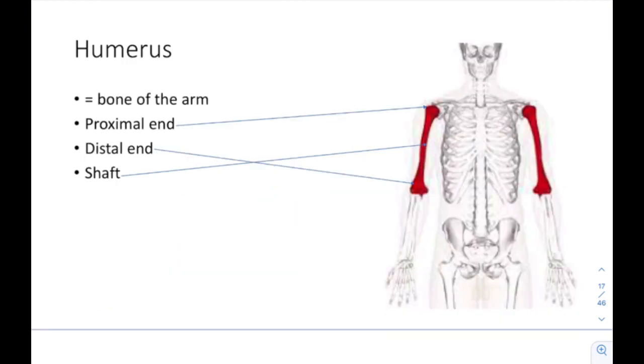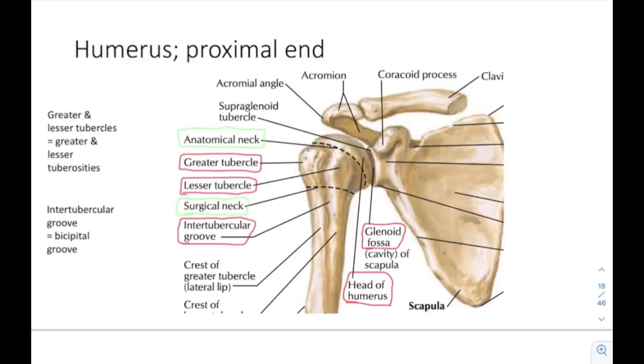Okay, let's talk about the humerus. We have the proximal end here, the distal end here, and this is the shaft. It's basically the bone of the arm. Okay, so let's talk about some of the features in the humerus. We have here the head, the anatomical neck, and then we have the lesser tubercle, the greater tubercle, and in between we have the intertubercular groove or the bicipital groove. This is where the tendon of the biceps brachii runs along.